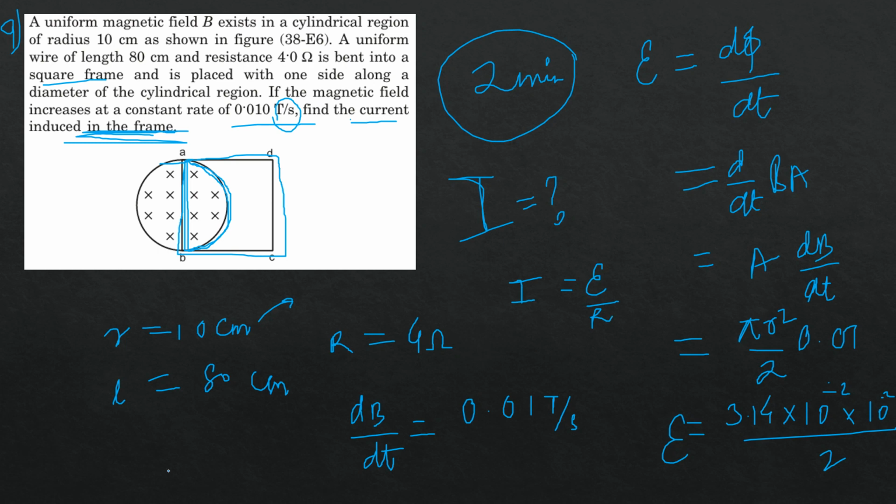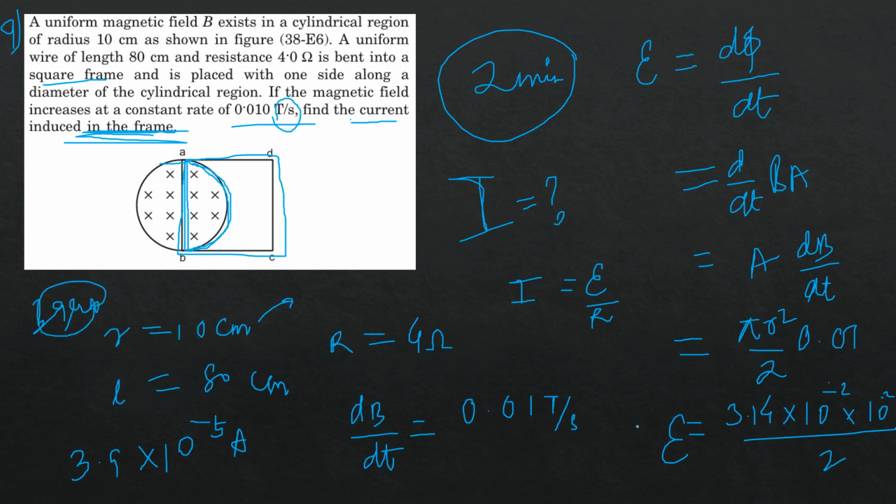So you will get the value of current. I'm just writing the answer. Current you will get 3.9 into 10 to the power minus 5 ampere, or 39 microampere, you can say. 39 microampere. This is the answer.